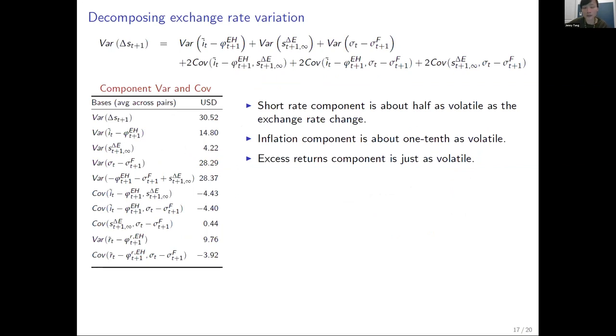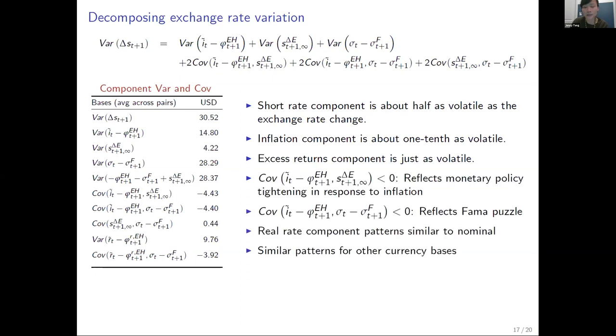The inflation component is about a tenth as volatile, while the excess returns component is almost equally as volatile as the exchange rate change. And we see a number of covariances that also reflect facts in the data, such as a monetary policy tightening in response to inflation and the Fama puzzle. We can also do the decomposition in terms of real interest rates, and those patterns are similar to the nominal interest rate patterns. And the patterns are similar across other currency bases as well.